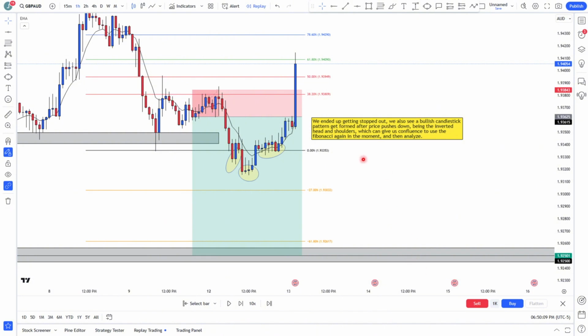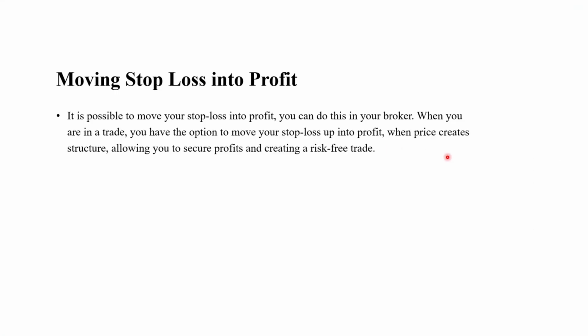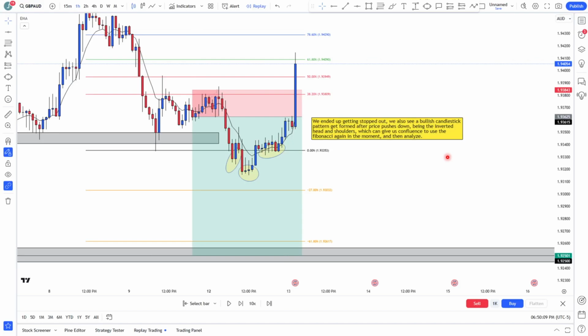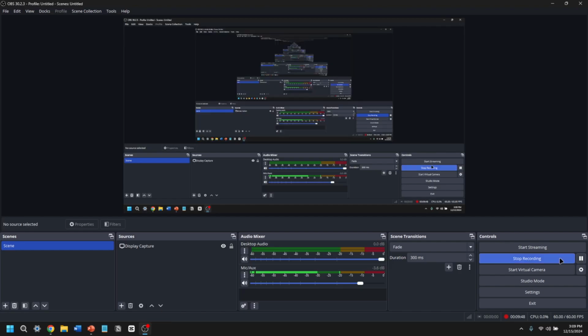We ended up getting stopped out. We also see a bullish candlestick pattern getting formed as price pushes down, being the inverted head and shoulders, which gives us confluence to use the Fibonacci again in the moment, and then analyze. You can see this right here, Fibonacci right here, and we see it push through. So that was it for that.